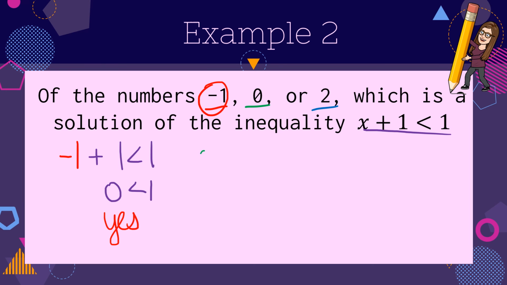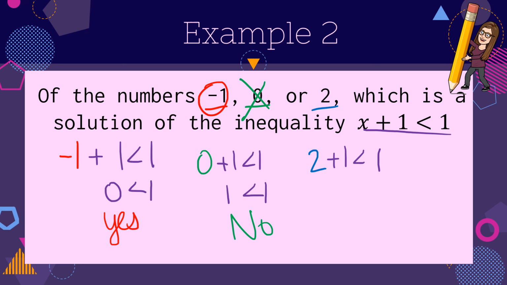Let's try 0. 0 plus 1 less than 1. Let me make those the same colors because I like my color coordinating. Plus 1 less than 1. 0 plus 1 is 1. Is 1 less than 1? No, and it's not or equals to, is it? So that's no good again. Let's try one more. 2. Bring down the plus 1 less than 1. 2 plus 1 is 3. Is 3 less than 1? Nope. No good. Not true.